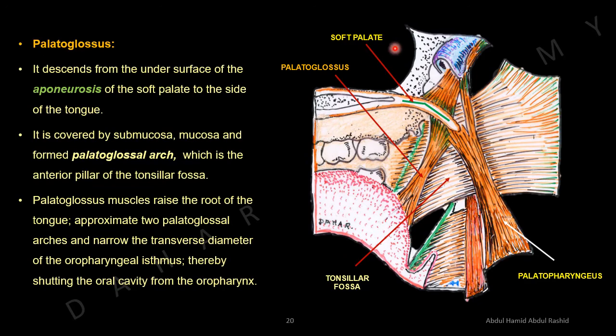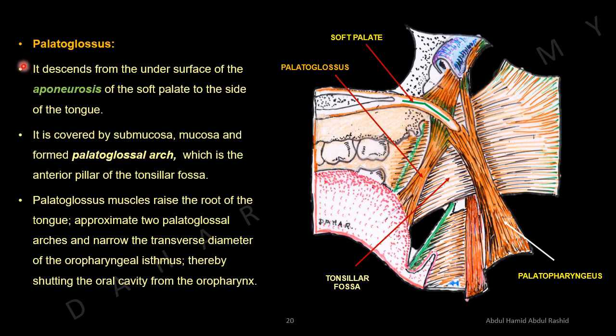Palatoglossus. Look at the diagram. This is the medial view of the oral cavity and oropharynx. This is tonsillar fossa. This is soft palate above and posterior one-third of the tongue below. Tonsillar fossa is bounded posteriorly by palatopharyngeal arch and anteriorly by palatoglossal arch. Deep to each arch, we have respective muscles. That is palatopharyngeal muscle inside palatopharyngeal arch and palatoglossus muscle inside the palatoglossal arch.